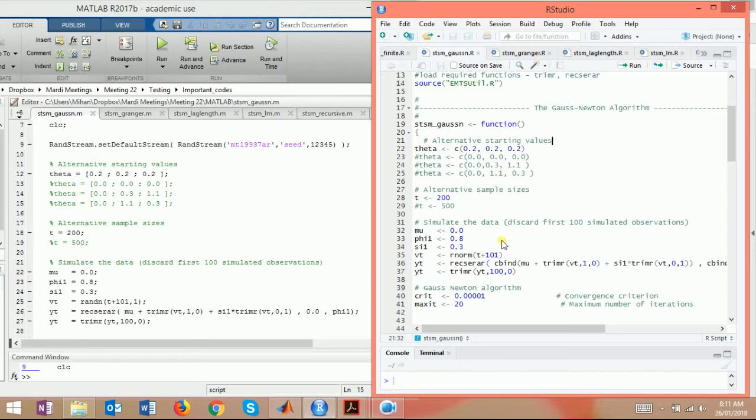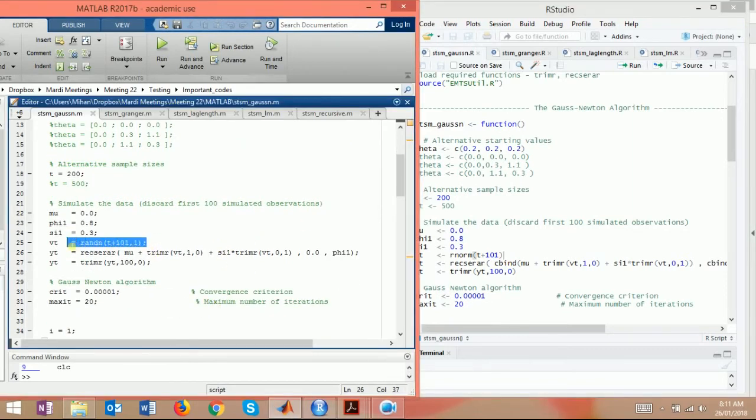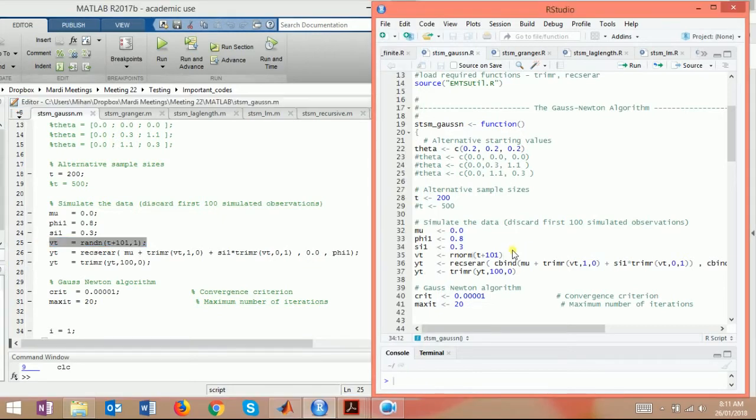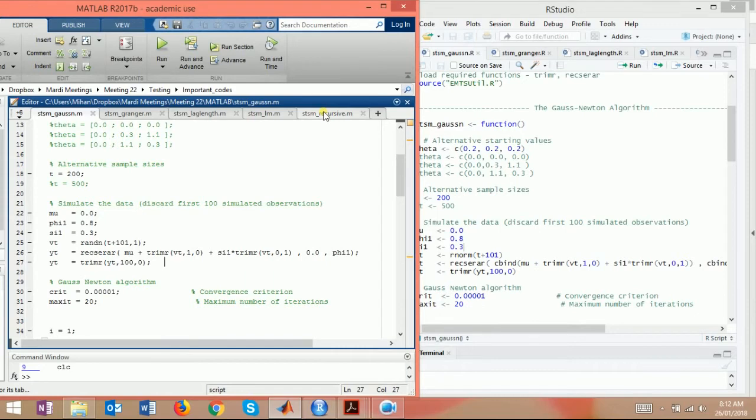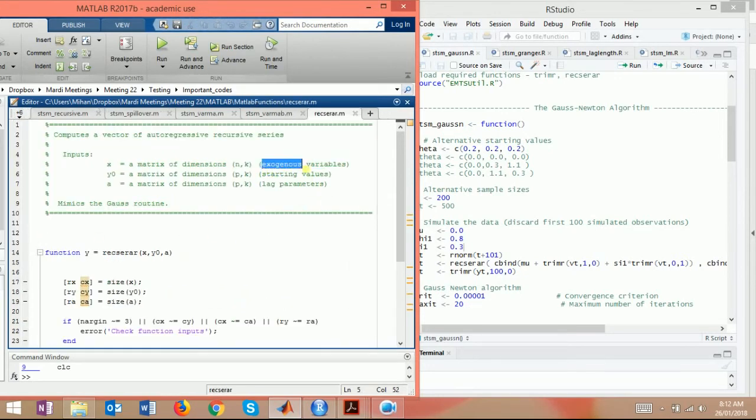Obviously we need to discard the first 100 simulated observations, so we have to create an extra 100. So we create VT, or simulate VT, the structural residual, with a random number, T plus 101 rows, one column, rand n of T plus 101 rows and one column. We will discard the first 100 observations, right? 101 because we have autoregressive and moving average parameters, that's why. Then we do Rex error, and we're familiar with Rex error because in Rex error we first have what? First we have the exogenous variable, which is the element starting from VT, which is the moving average element, starting values, initialization, then lag parameters, right?